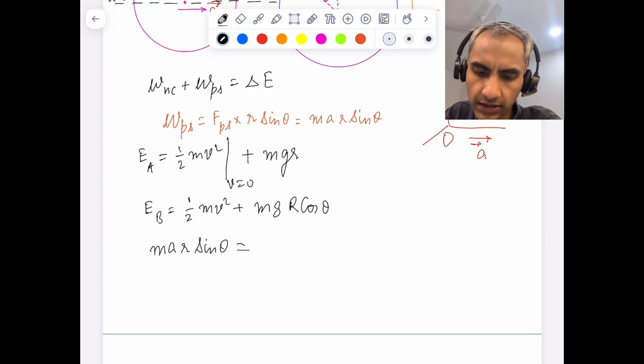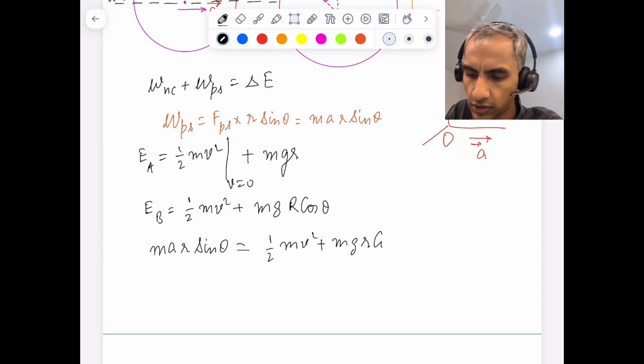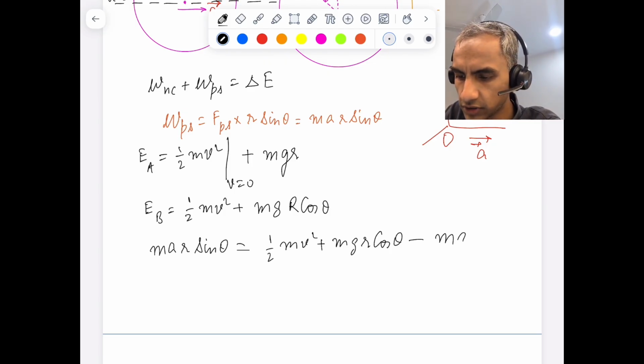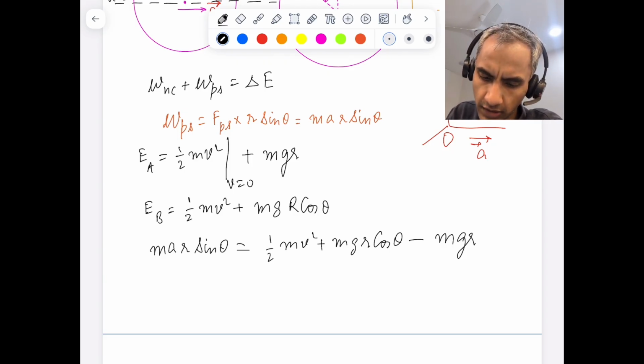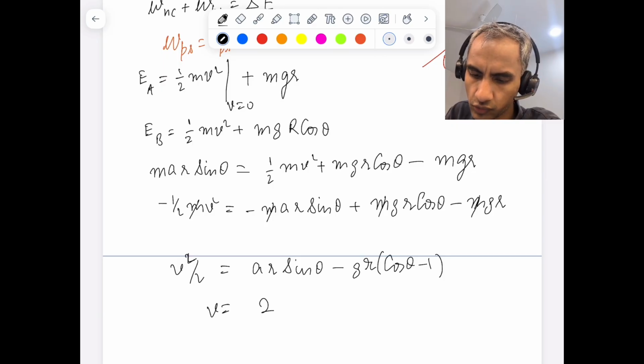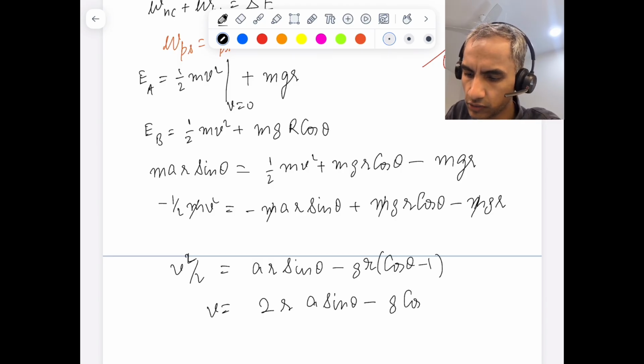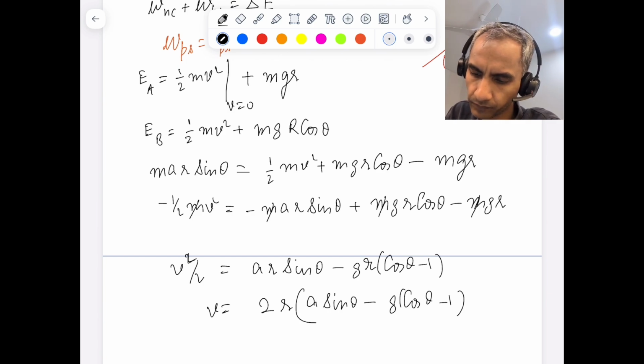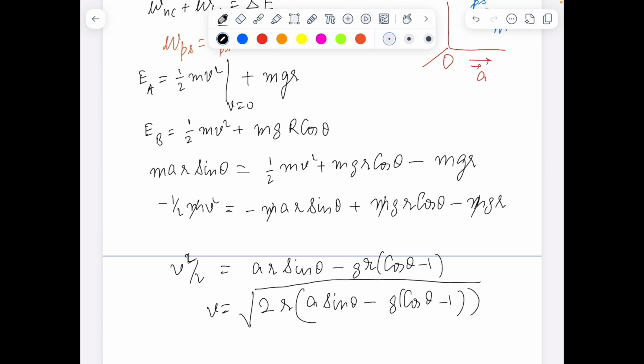is equal to E_B minus E_A, that's the final mechanical energy minus the initial mechanical energy. Then that would be half m v square plus mg r cos theta minus the initial mechanical energy. That would of course be mgr because the initial velocity is zero. So therefore we have to rearrange the terms and bring v on one side. We would have v is equal to the square root of 2. Now let's take r from this whole thing outside. r times a sine theta minus g cos theta minus 1, under root of that. Okay, and that's our answer.